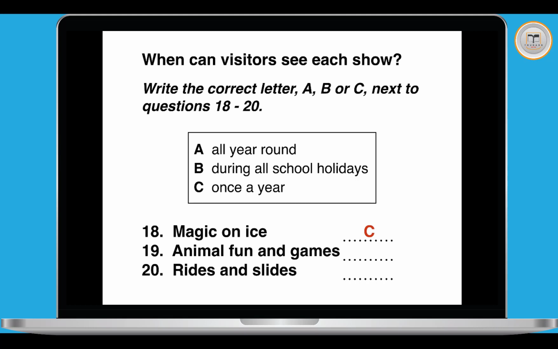Then 19, Animal Fun and Games was A, all year round, because it said it's open on weekends, Saturdays and Sundays during both term time and school holidays. And Rides and Slides was B, during all school holidays only, but not during term time. It said open when children are off school, but closed during the school term.